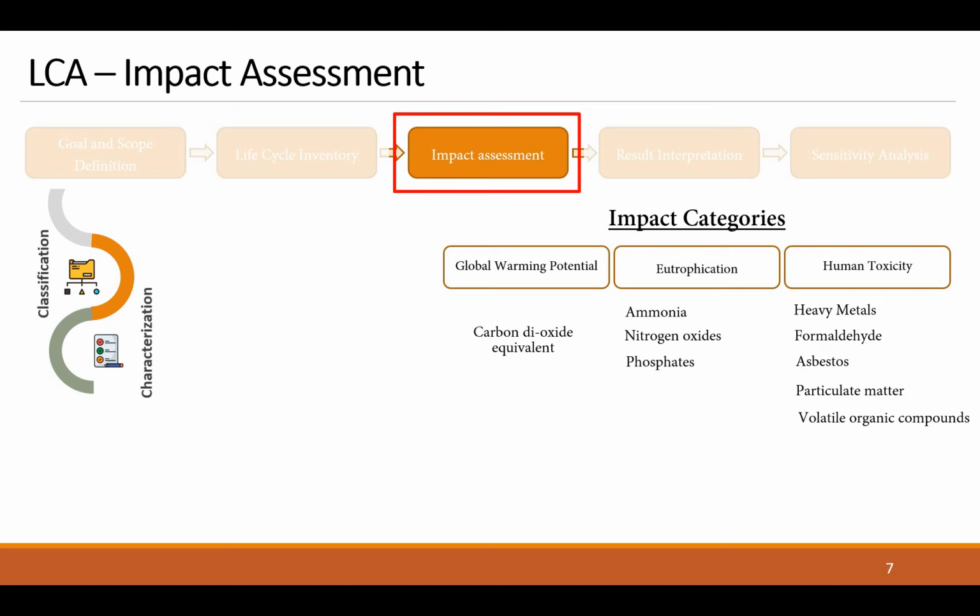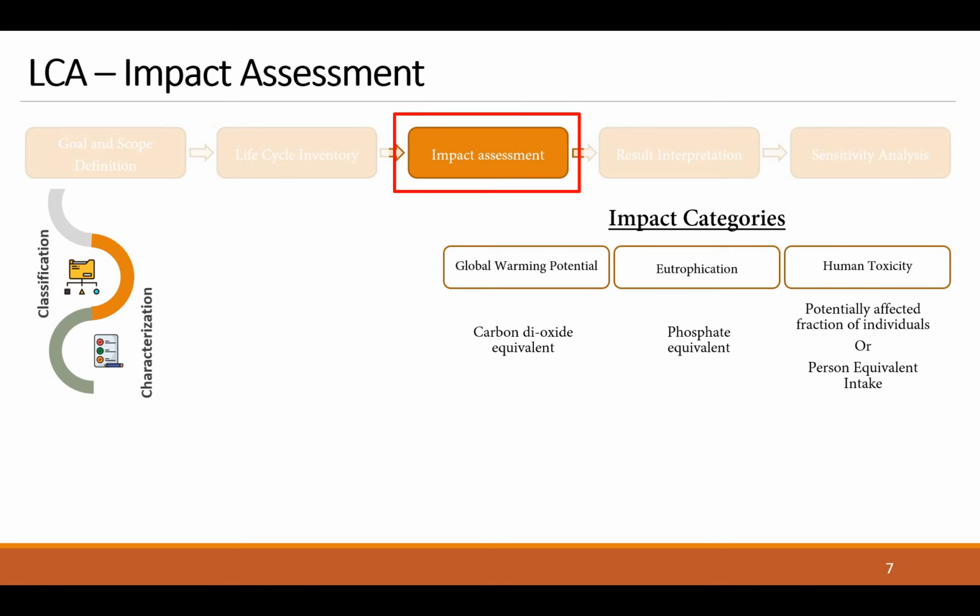So characterization basically helps us in bringing different outputs in one impact category to one single scale. For global warming, it's carbon dioxide equivalent, but similarly we can define one single unit for other impact categories as well. These scales or units are usually called category indicators. So characterization basically defines the category indicators.